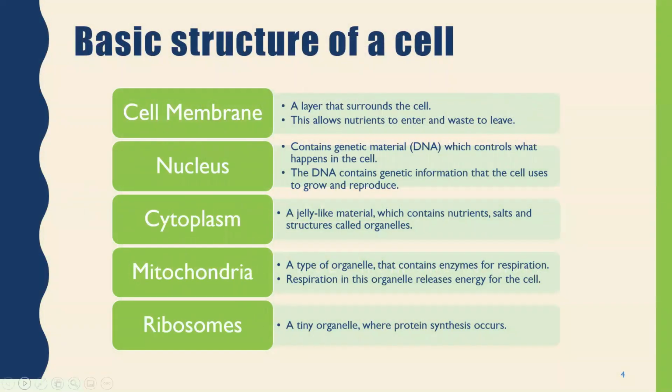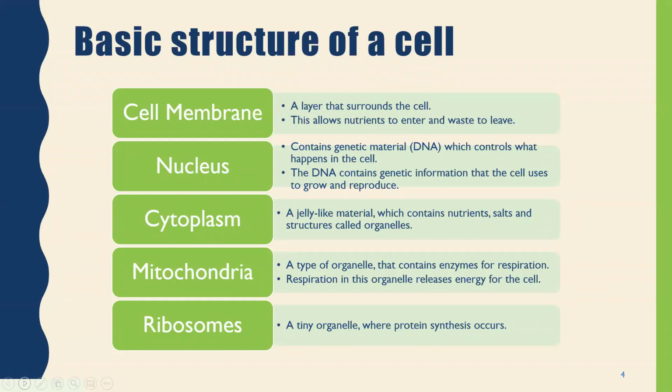So what is the basic structure of a cell? We're going to have a look at some of the structures that you have within a cell and their functions. The first one that we're going to look at is the cell membrane. The cell membrane is a thin layer that surrounds the cell. It helps keep the structure of the cell and it helps prevent some bad things from coming into the cell and keep good things in. For example, it allows nutrients to enter, which are vital for the functioning of the cell. It also enables waste to leave so that we don't get that buildup within the cell.